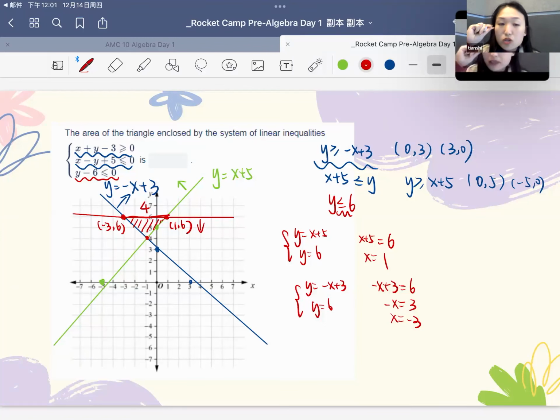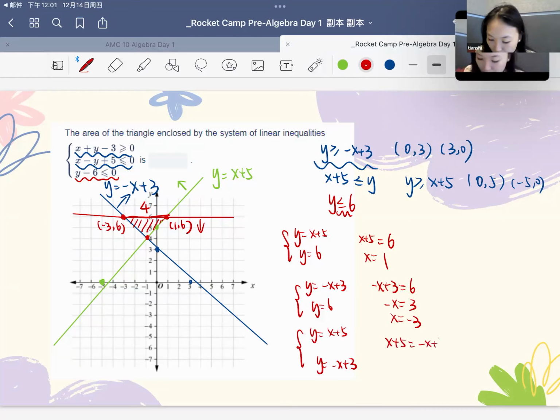And what about the height? So to find the height, we need the coordinate for that point. So we need the intersection for y = x + 5 and y = -x + 3. So x + 5 = -x + 3. So 2x = -2, x = -1 here. So the point will be -1, and the y value will be -1 + 5, which is 4, okay? So this point will be (-1, 4).